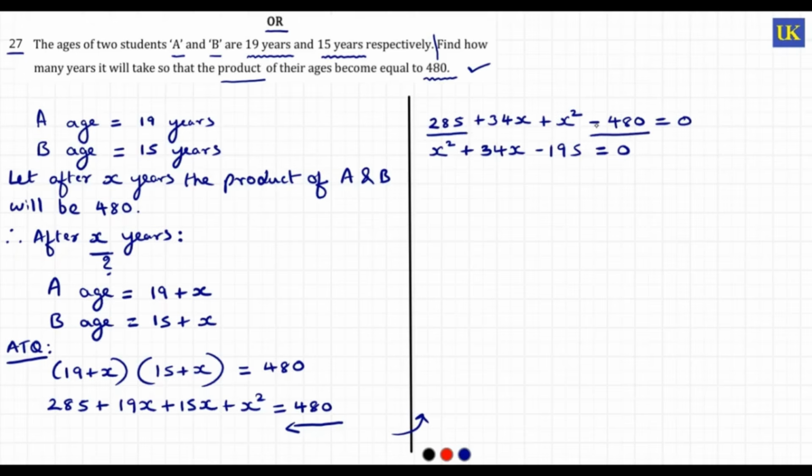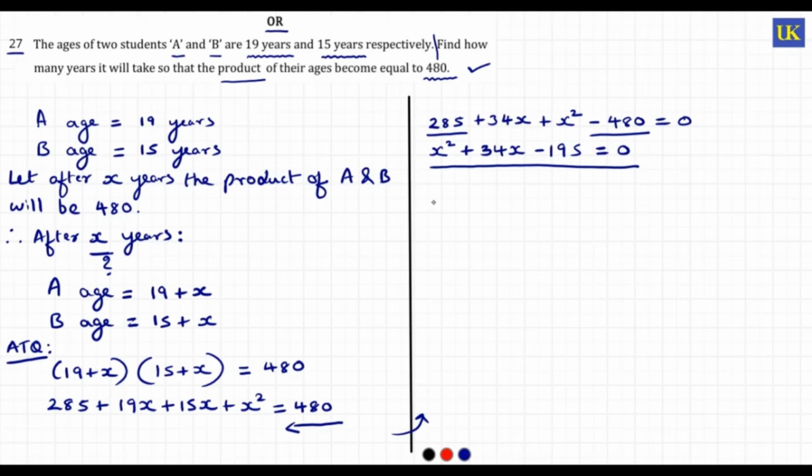term, and this is the bigger number, so the bigger number's sign. So minus 195 is equal to 0. Now if you see, this has become a quadratic equation, right? So here, using the middle term split, we will solve this.